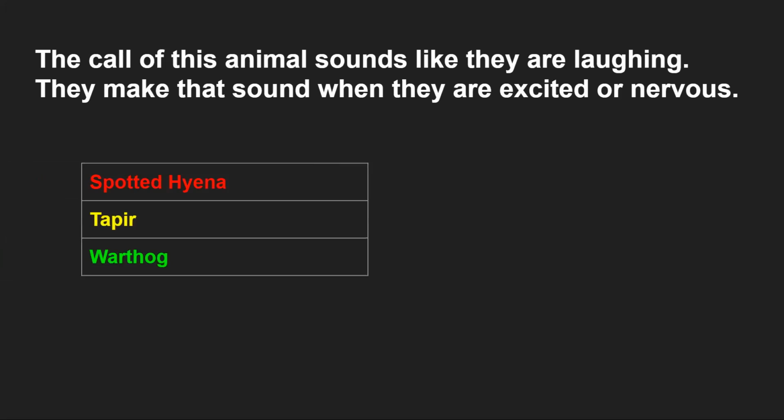Now come to the last one. The call of this animal sounds like they are laughing. They make that sound when they are excited or nervous. Understand it? The call of this animal sounds like they are laughing. So animals make such kinds of sounds: spotted hyena, tapir, and warthog.